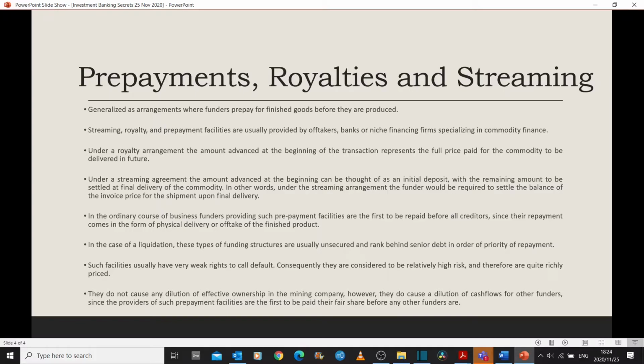So that represents the interest that you earn on that transaction. The number of ounces you get delivered at the end of the day implies the rate of interest that you're going to earn on this prepayment transaction.